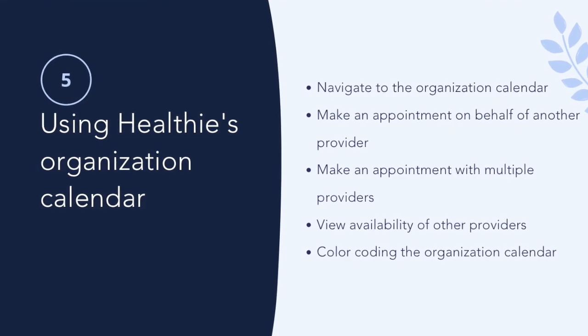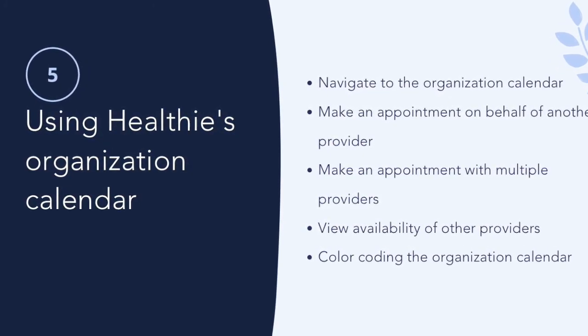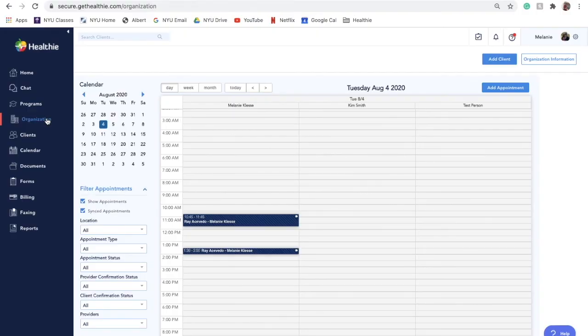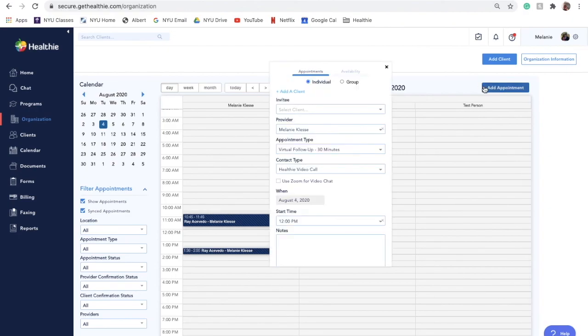To view your organization's calendar, click on Organization on the left sidebar of your Healthie screen. To make a new appointment, you can click on the Add Appointment button in the top right of the organization calendar, or drag right on the calendar. When you do that, you'll see a pop-up box appear.